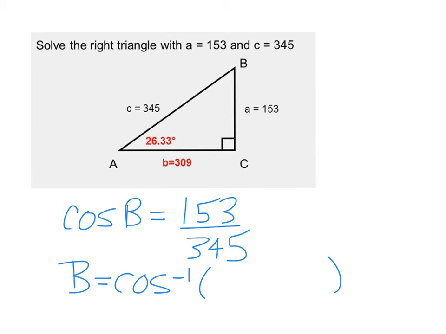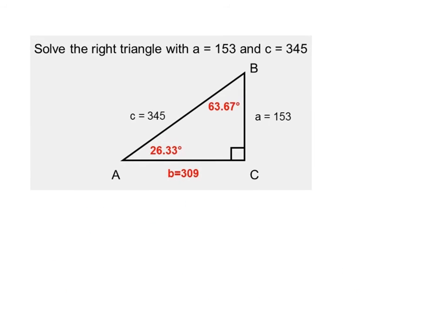And 153 divided by 345 is 0.44347826. And when I take the inverse of my cosine of that number, it's going to give me 63.67 degrees. Our final step into solving the right triangle is first of all to check our angles.